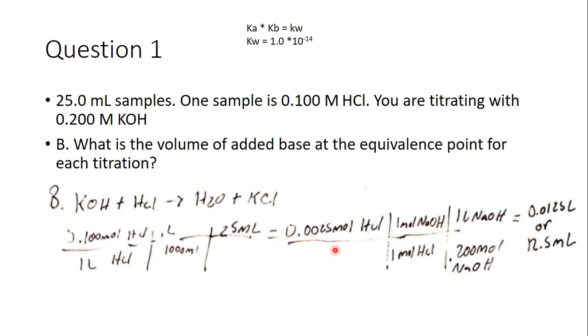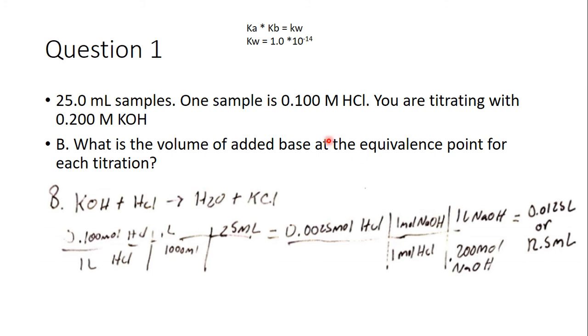Now I can figure out how many milliliters or liters of KOH I need to take this HCl and neutralize it. That's what the equivalency point is: the amount of acid and base are the same. Looking at my equation, potassium hydroxide and HCl react in a 1-to-1 manner. Their stoichiometry is 1 mole to 1 mole. So if I have 0.0025 moles of HCl, for every 1 mole of HCl, I need 1 mole of, I accidentally wrote sodium hydroxide, that should be potassium hydroxide to interact with HCl.